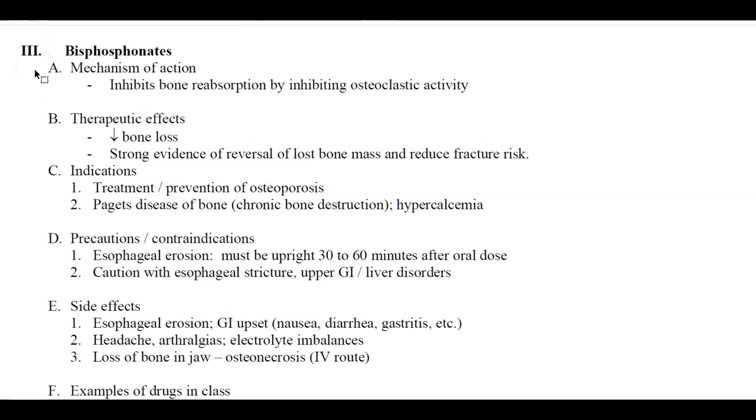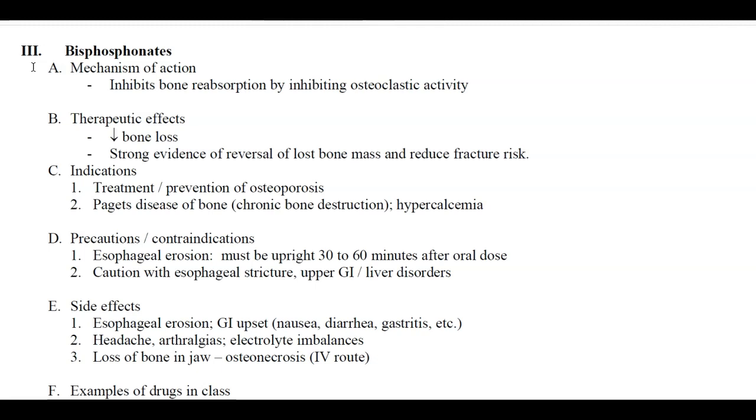Next, let's talk about bisphosphonates. The mechanism of action of bisphosphonates is inhibiting bone resorption by inhibiting osteoclastic activity. So what does that mean? It means that it prevents the bone from breaking down. The therapeutic effect is a decrease in bone loss.